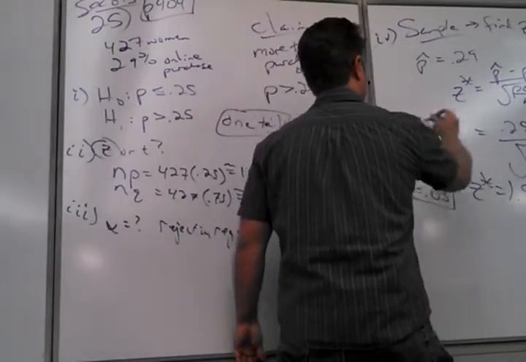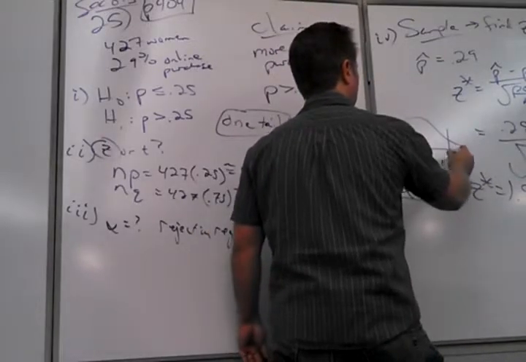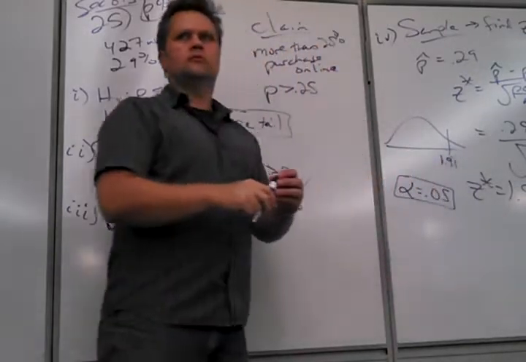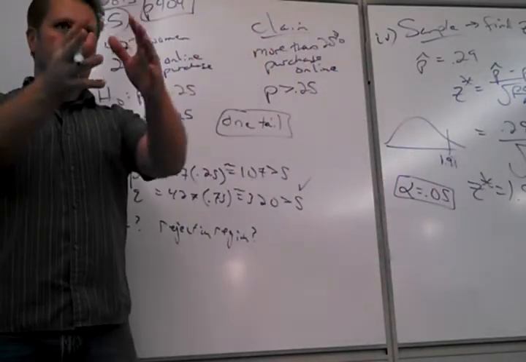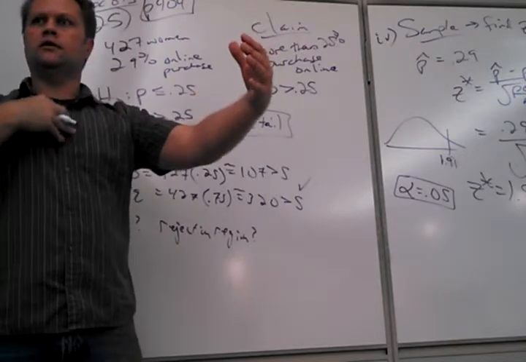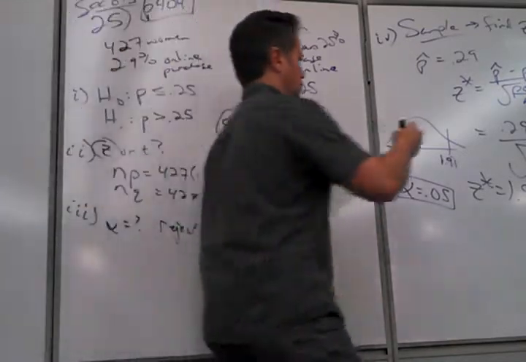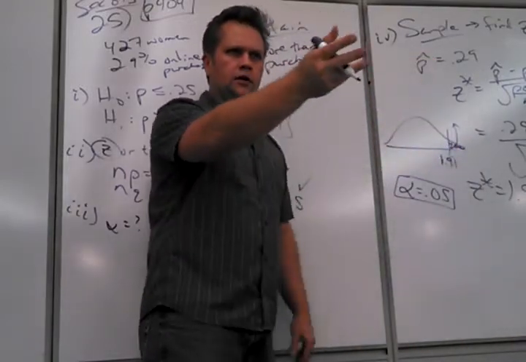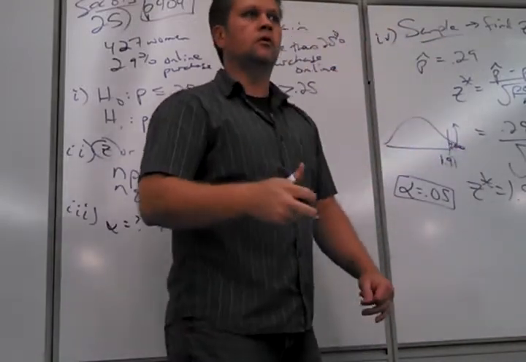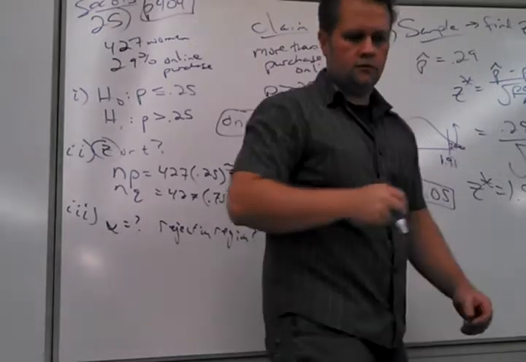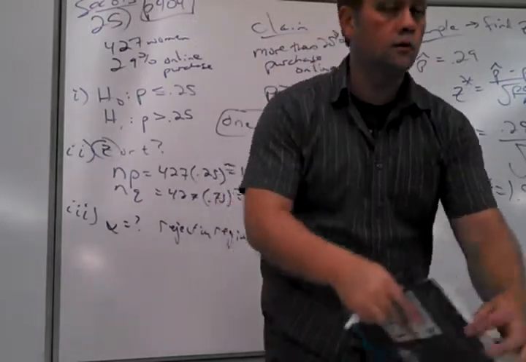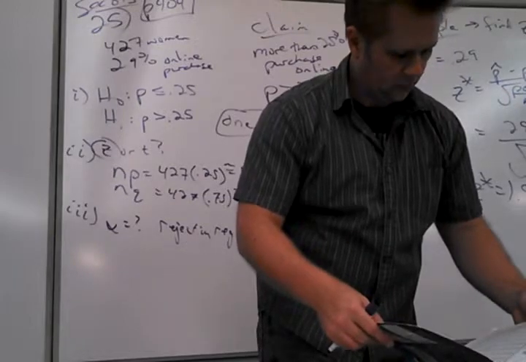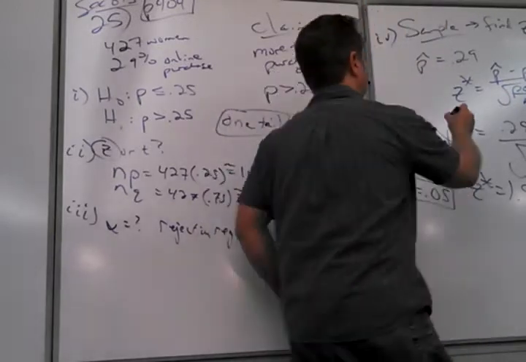So we're in this situation. Here's my 1.91. The p-value is just the area, the tail, the tail that my z-score makes. If you look up 1.91 and do 1 minus, you get 0.0281, yeah, good.